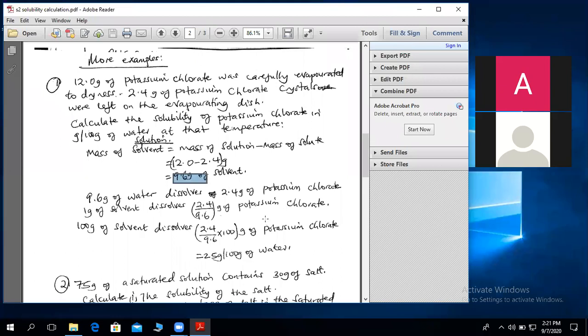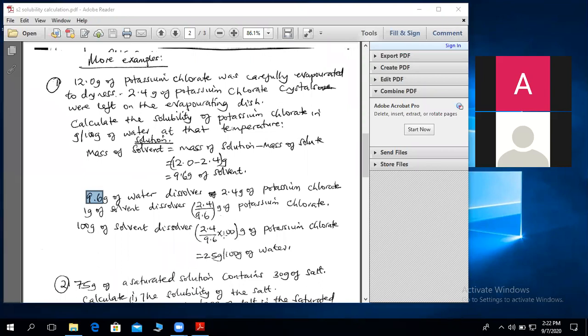Then we just proceed the normal way we have been doing our calculations. How? We say 9.6 grams of water, which is the solvent, dissolves 2.4 grams of potassium chlorate. In other books, you'll find they say 9.6 grams is saturated by 2.4 grams of potassium chlorate. They mean the same thing.